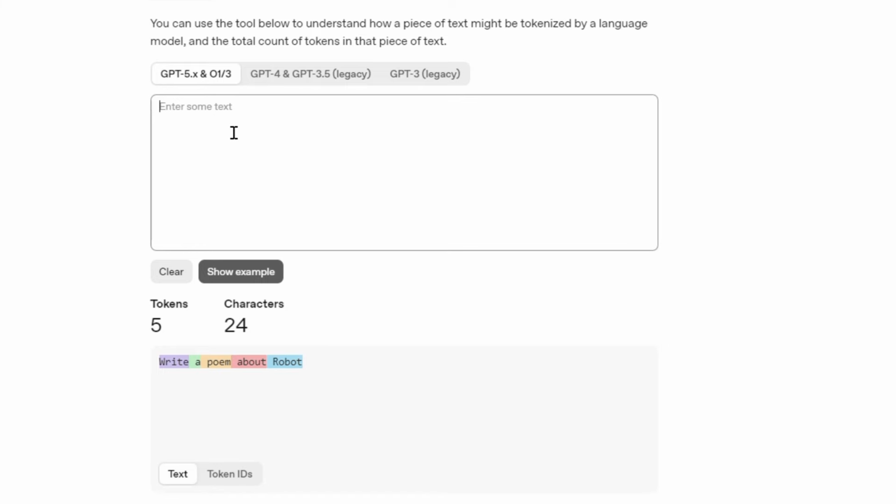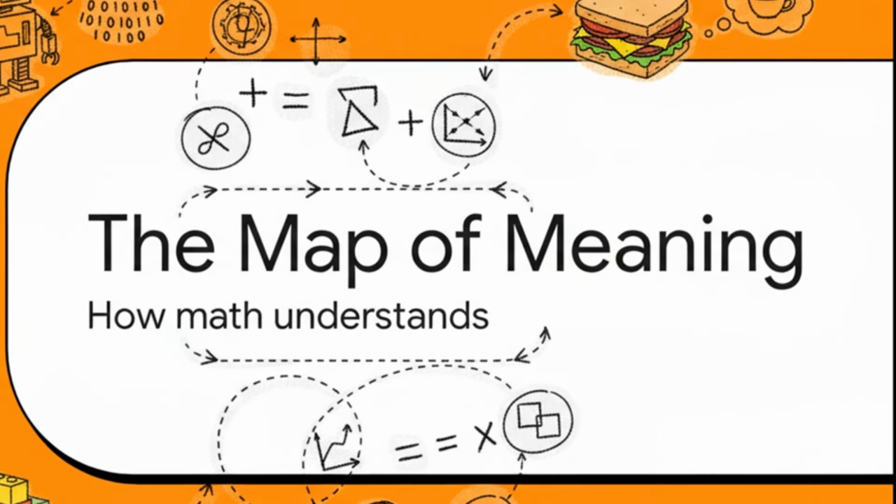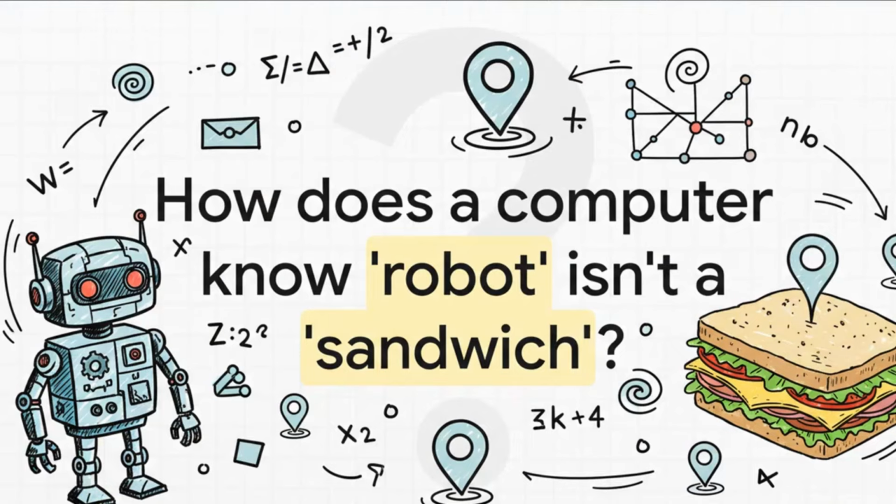Yeah. Okay, so now the computer has a list of numbers, token 452, token 99, whatever. But a list of numbers is just a spreadsheet. This is where I get stuck. How does it know what those numbers mean? How does it know robot is closer to machine than it is to banana? This is the moment we enter the math of meaning. This is the concept of embeddings.